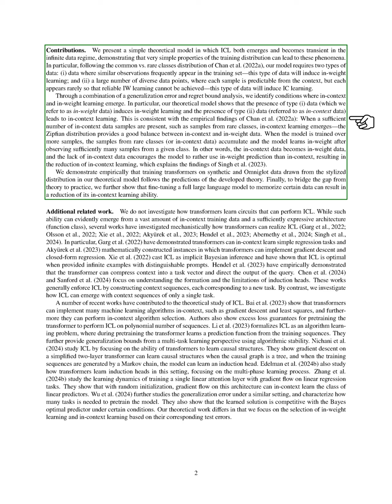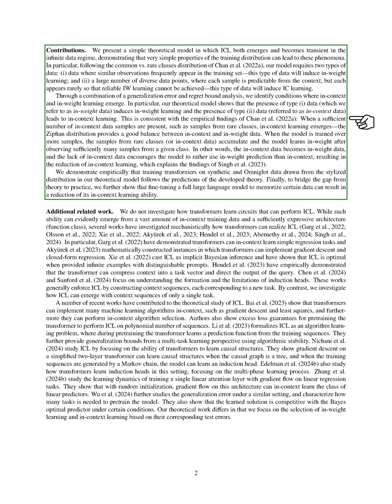We present a simple theoretical model showing that ICL can both emerge and become transient in scenarios with infinite data. Our model highlights that two types of data are essential: one where similar observations frequently appear, promoting in-weight learning, and another with diverse, rare data points that encourage in-context learning. Through our analysis, we identify conditions under which both learning types arise. Specifically, the presence of in-weight data fosters in-weight learning, while in-context data leads to in-context learning.